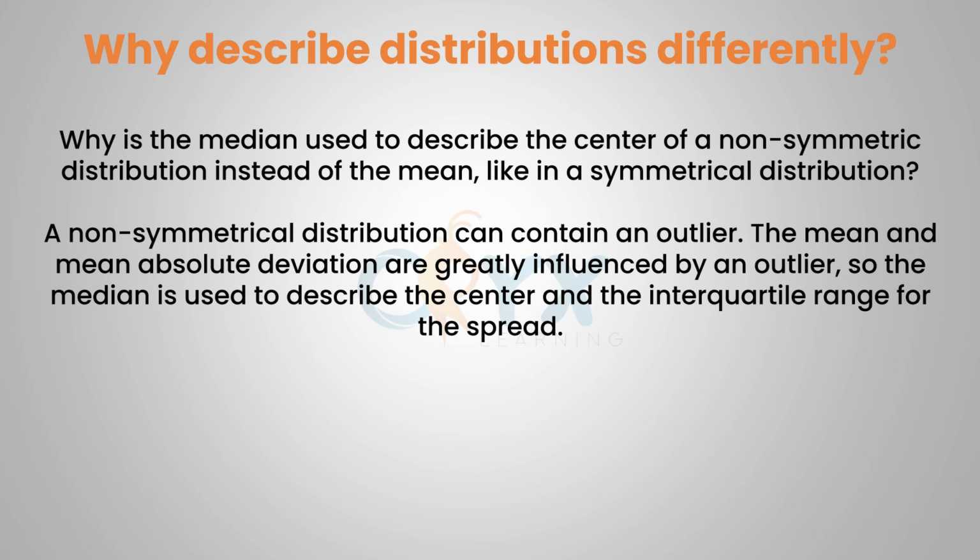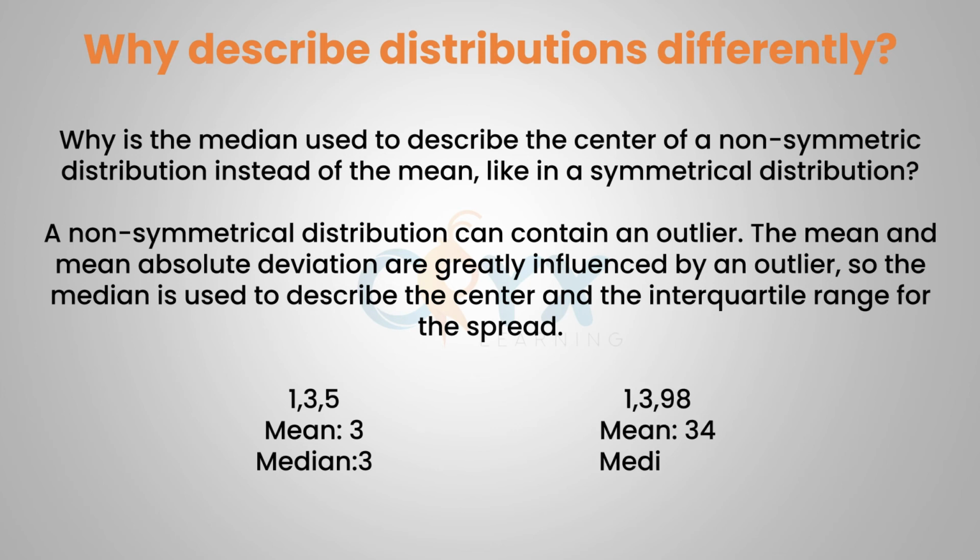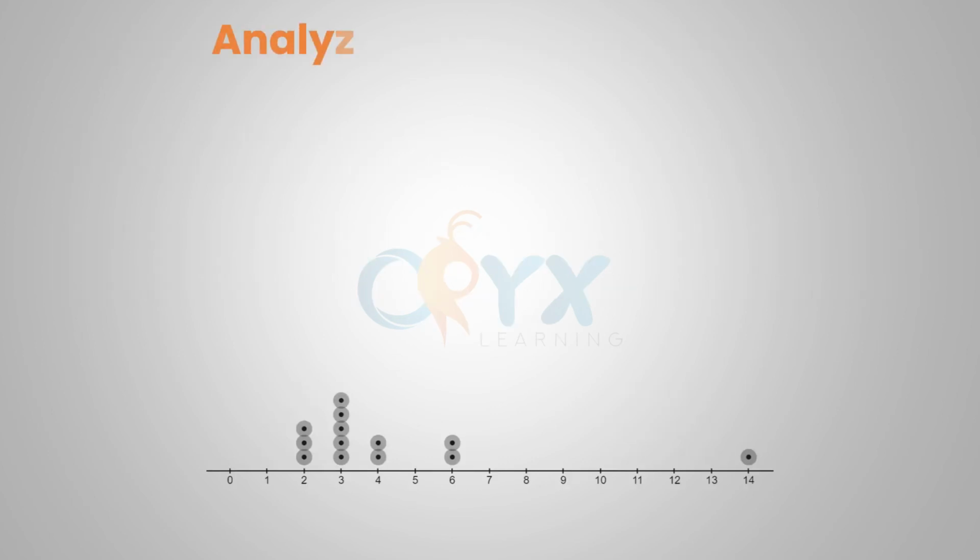Here's 2 examples of a dataset, the first being 1, 3, and 5. The mean of this dataset is 3. The median is also 3. Now let's change that dataset to have an outlier. So now we have 1, 3, and 98. The mean drastically changes to 34, but the median stays the same. So in a non-symmetric distribution, which may contain an outlier, the median is a better way to represent the data.